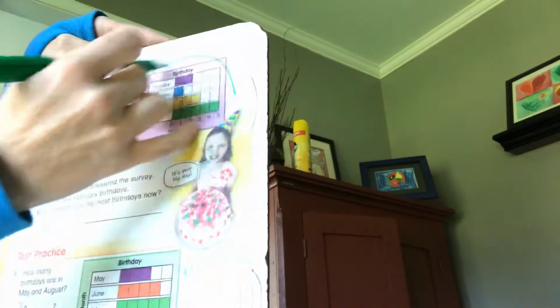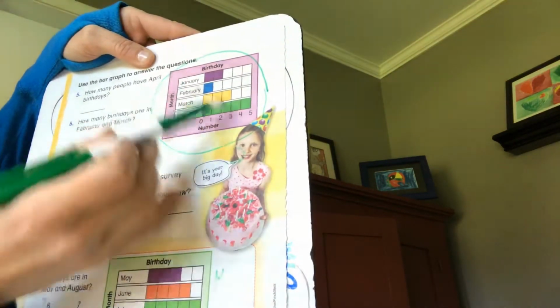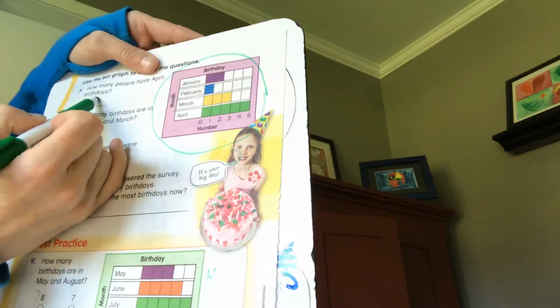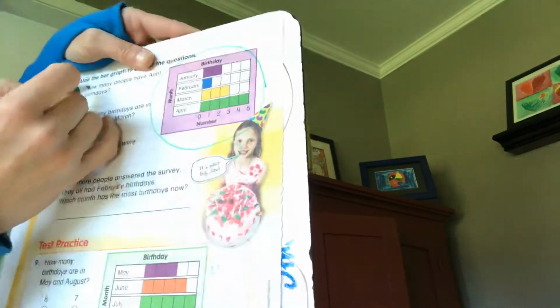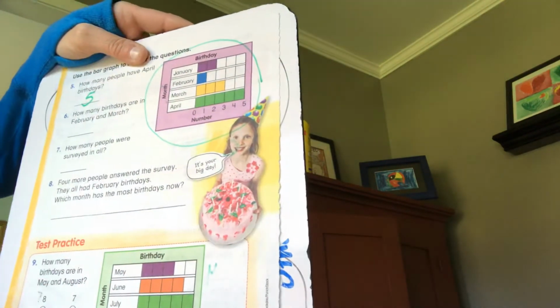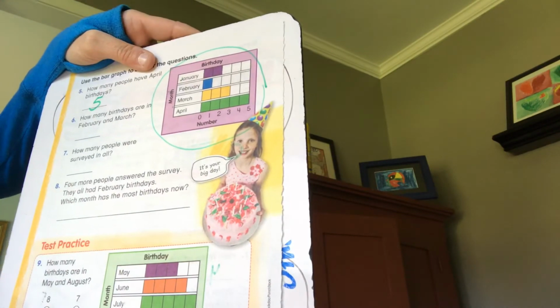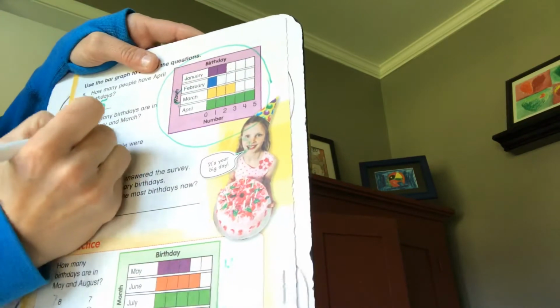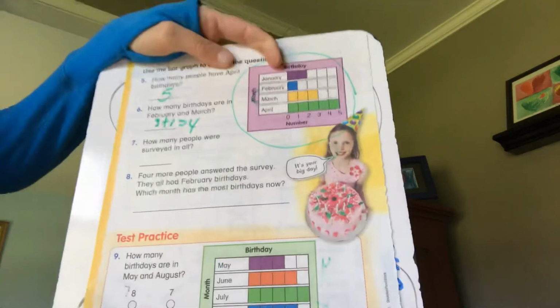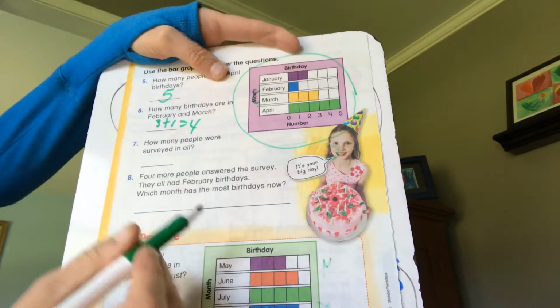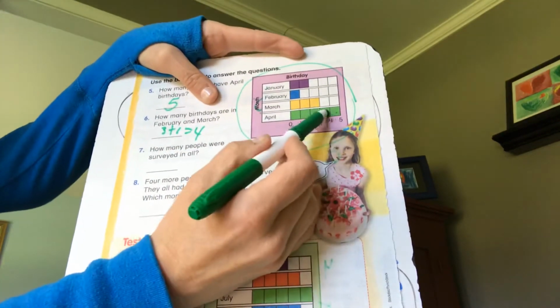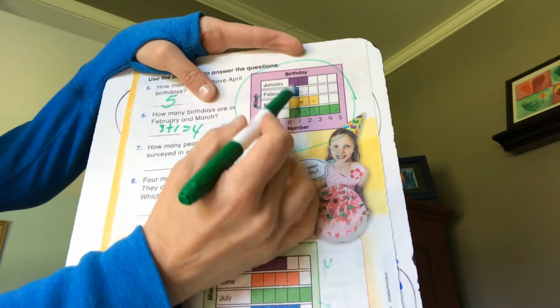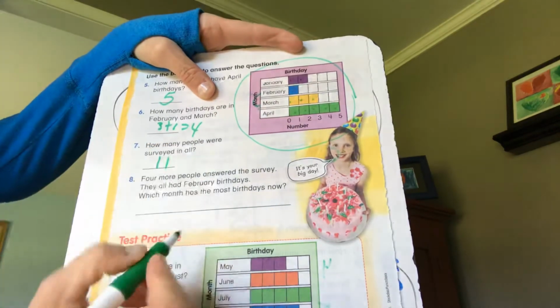Okay. And then here again, you have a graph. This says birthday graph. You have January, February, March, and April. How many people have April birthdays? And that would be 5. How many birthdays are in February and March? That would be 3 plus 1 equals 4. How many people were surveyed in all? You should have 1, 2, 3, 4, 5, 6, 7, 8, 9, 10, 11. Easy, just add them up.